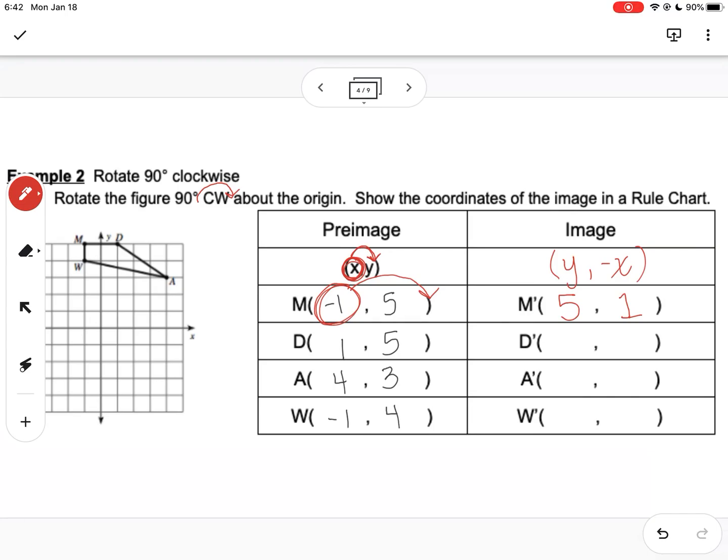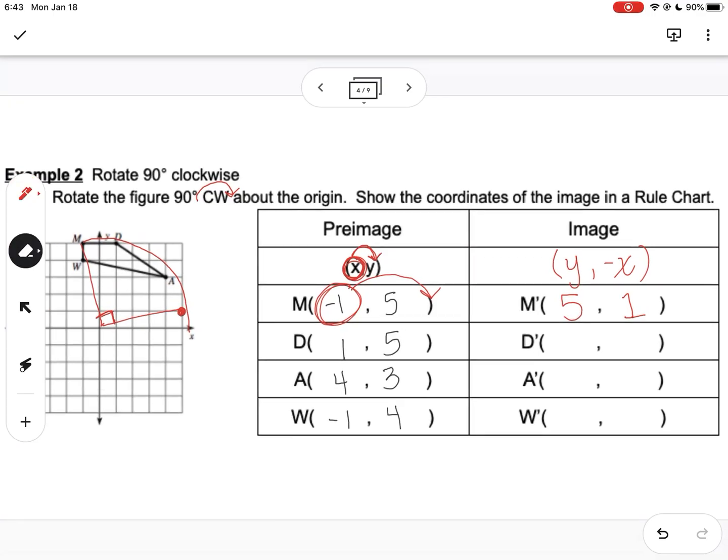So this one will be 5, and then the sign will change to a +1. If I plot this point and just look at its relation to the original, 5, 1. If I think about making a big wide circle here, that is a quarter turn about the origin. So it's 90 degrees whenever you connect that point to the center of rotation. So 90 degrees from the original to the new point.